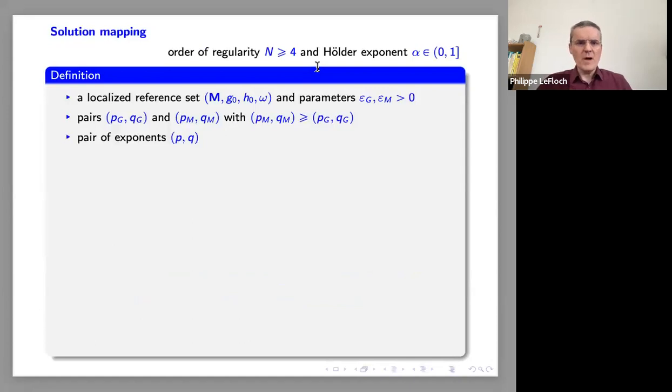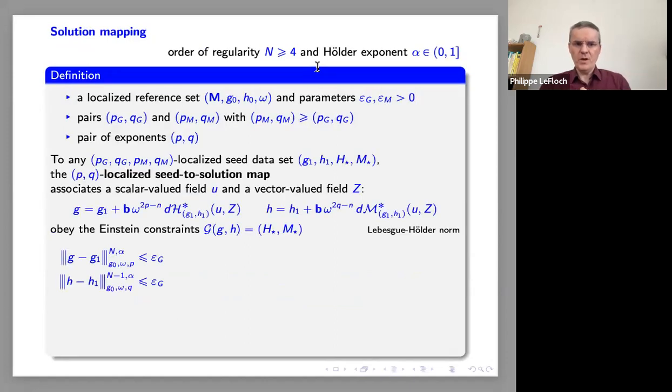Okay, so what is the solution mapping for us? We have a reference set. We give some pairs to evaluate the decay and the accuracy of our seed data. And now, to define the solution mapping, we need two more exponents, which are called P and Q, which we use in the following way. We can prove that to any localized seed data set, we can associate an exact solution of the Einstein constraints, which is given through this map. We call it the localized C2 solution map.